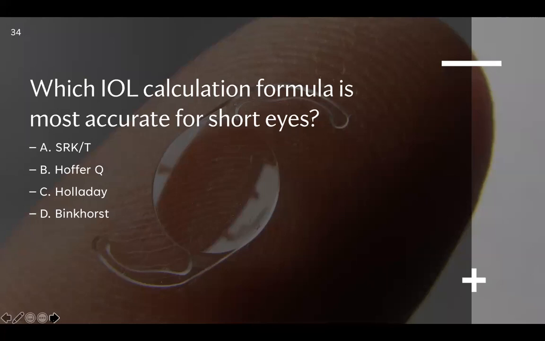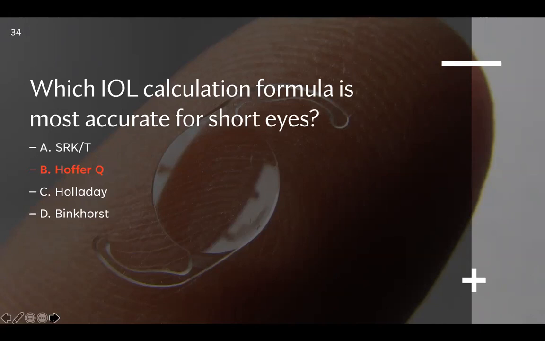So IOL power calculation, we know that there have been various generations of IOL formulae. Some of them work well for longer eyes. Some of them will work for shorter eyes. Some of them work well for all eyes. So among these four, which one is the most accurate for short eyes? The poll is locked. The correct answer is Hoffer Q. Again, a lot of people have got that right, 70%.